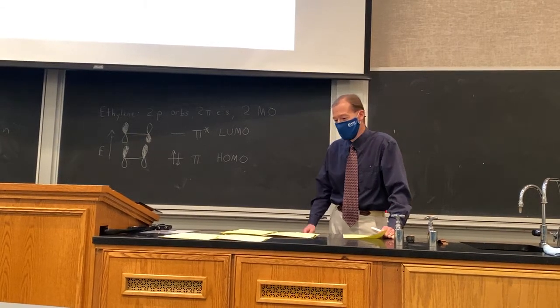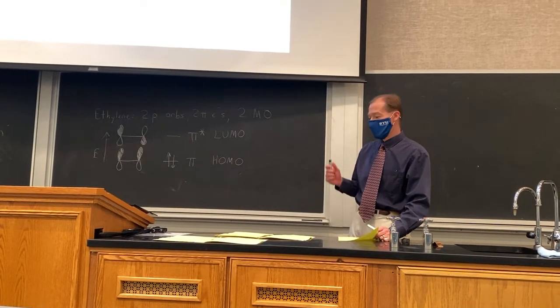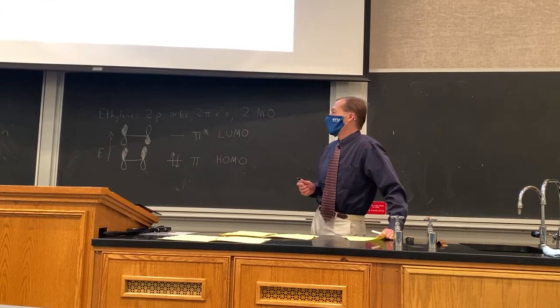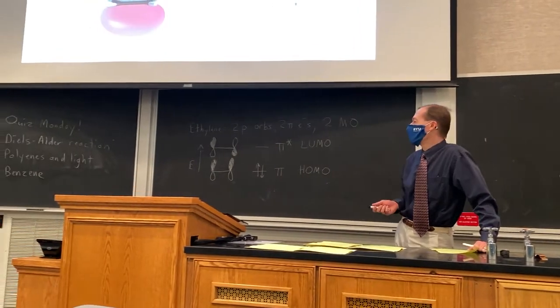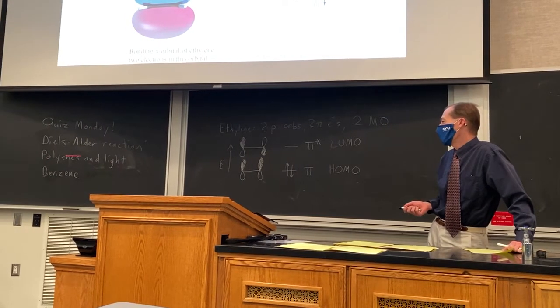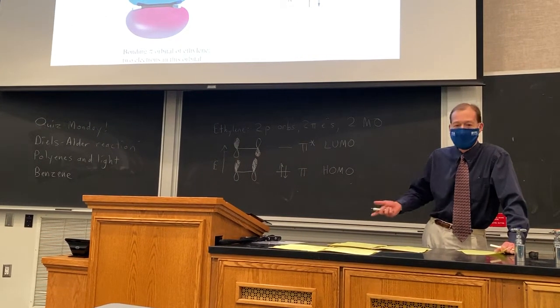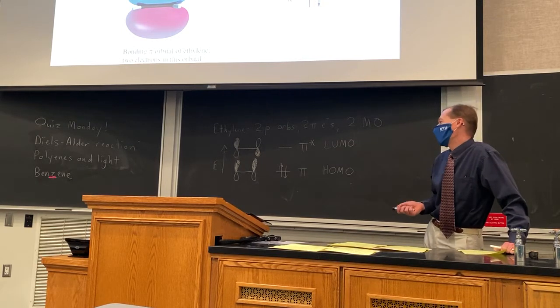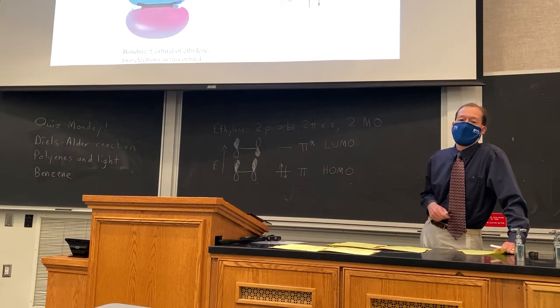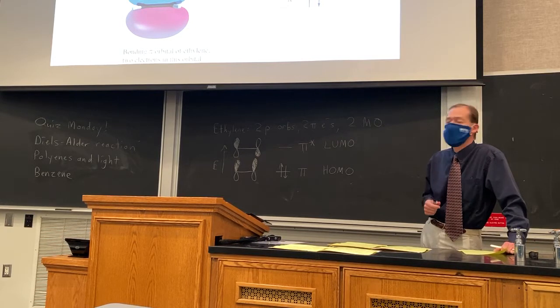Okay, so today we will finish chapter 16, finish our discussion of the Diels-Alder reaction. Then we will talk about polyenes and their absorption of light. We'll talk a little bit about how vision works. And then we'll start chapter 17 talking about benzene and its structure.